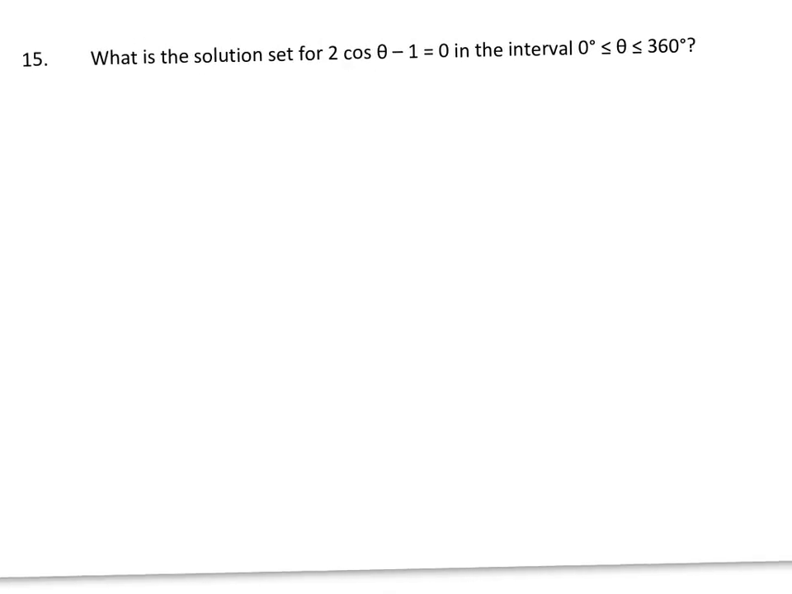Okay, so first thing I'm going to do is add 1 to both sides of the equation. So that leaves me with 2 cosine of theta equals 1. And then to get the cosine of theta by itself, we're just going to divide by 2. So those cancel, so it leaves me with cosine of theta equals 1/2.